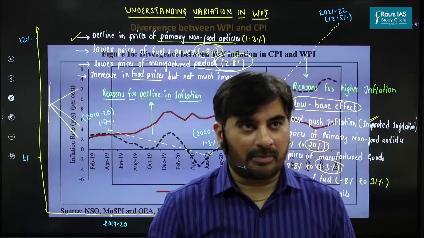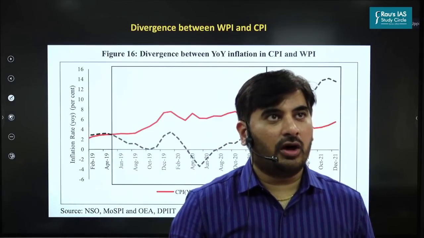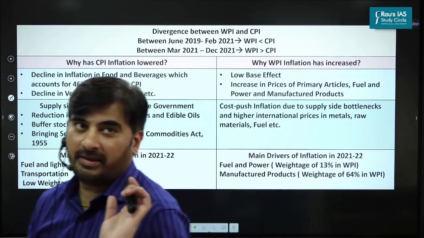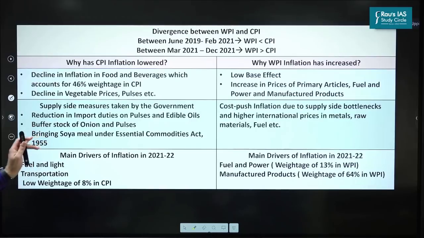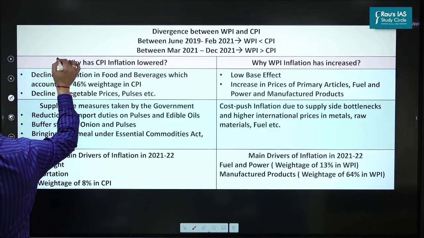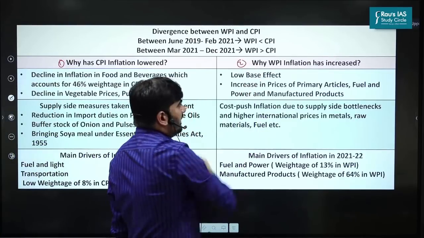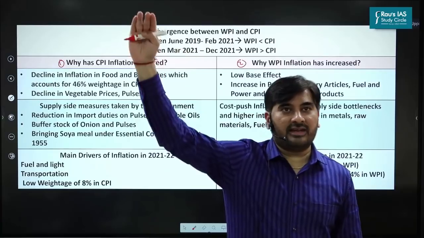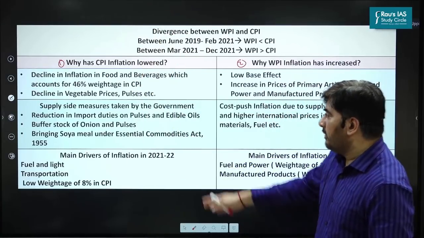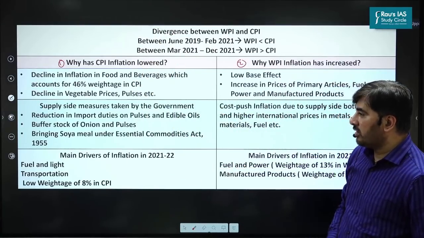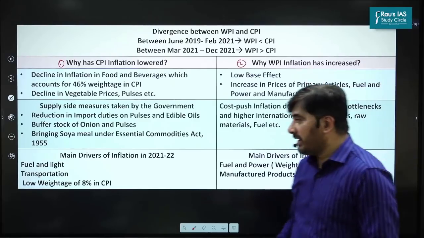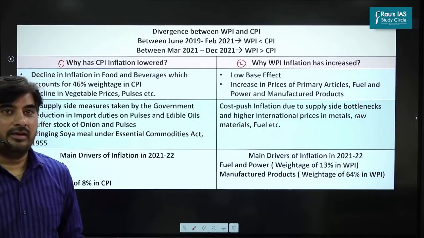So in order to summarize our discussion, I have incorporated this particular table here. As you can see in this table, I have incorporated what the reasons for the divergence between WPI and CPI are. So here, there are basically two broad reasons. One, CPI rate of inflation has come down, whereas WPI rate of inflation has increased. There's a divergence. So here I have highlighted why CPI has got lowered and why WPI rate of inflation has increased. So that should be sufficient.